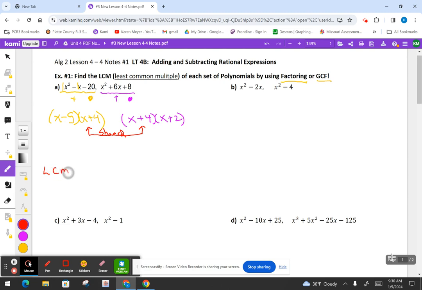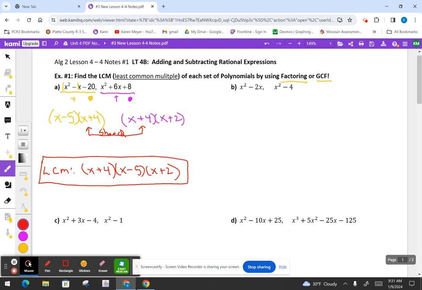So our LCM, I'm going to write x plus 4 down once because it's shared. And then you must also include things that are not shared. So then that would be x minus 5 and also x plus 2. So if these two parts were on the bottom of fractions, then the LCM would be my least common denominator. And that's all we're doing. So LCM, these two parentheses, done.